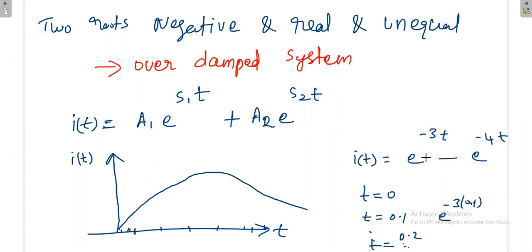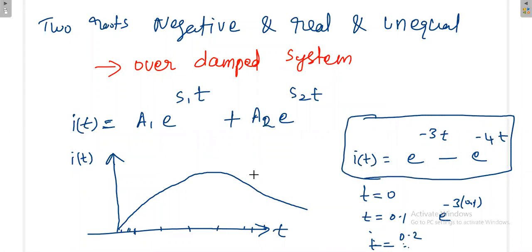Yes, this is okay. So you just draw the graph for this one. You take this function, take different values of t, and try to get this graph. If you are not getting it, then we'll see what the other possibilities are. So this is the first case.